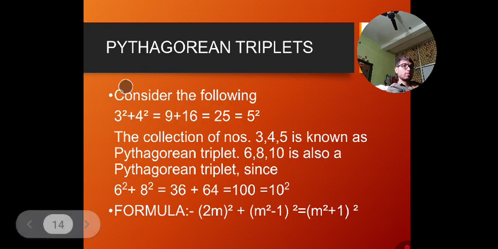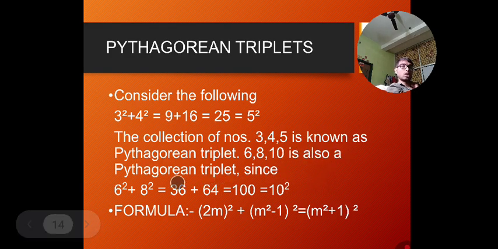Pythagorean triplets. Consider the following: 3 raised to power 2 plus 4 raised to power 2 is equal to 3 threes are 9, plus 4 fours are 16. It would give us 25. So remember, the sum of square numbers can be a square number. The collection of numbers like 3, 4, 5 is known as a Pythagorean triplet.